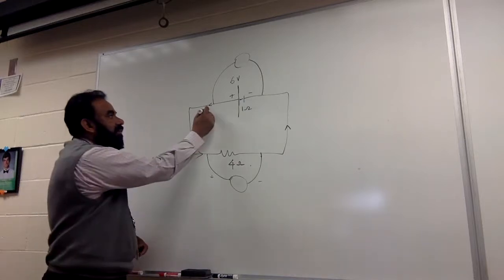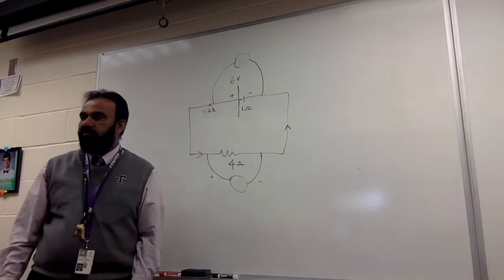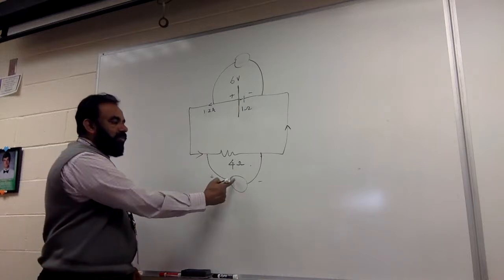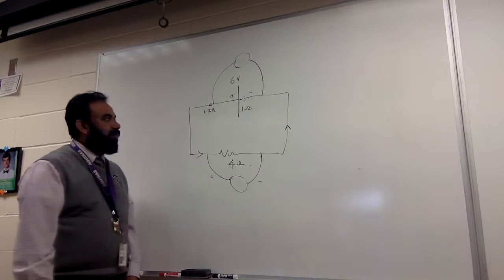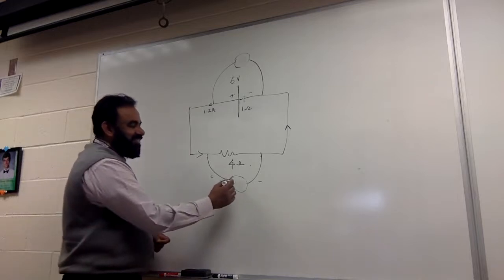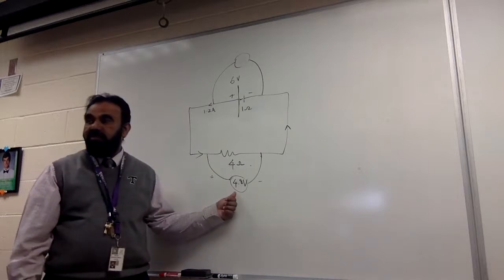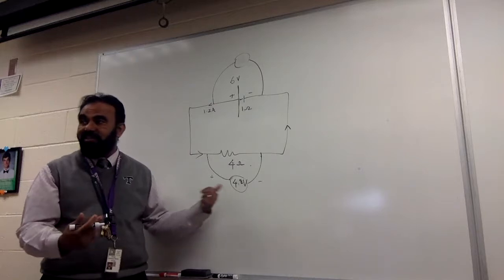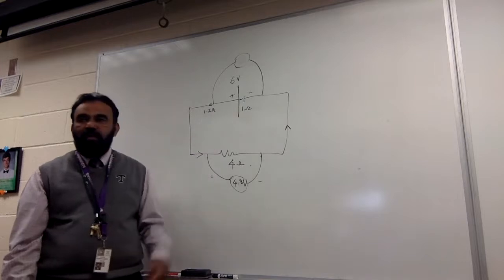What is the current here? 1.2 amperes. So how much will this voltmeter read? Is it 1.2 divided by 4 or 1.2 times 4? 4.8 volts. That means you're getting more voltage outside. Can you see that? How much is the internal drop?